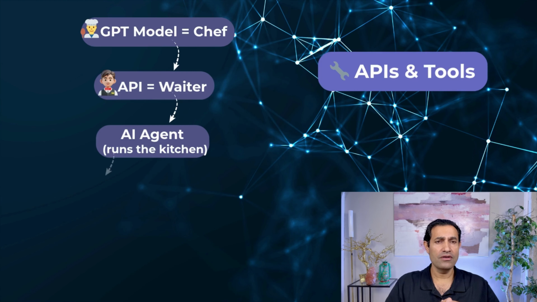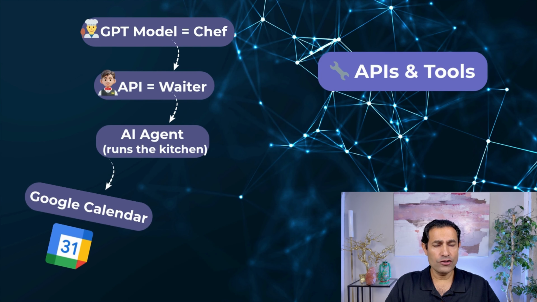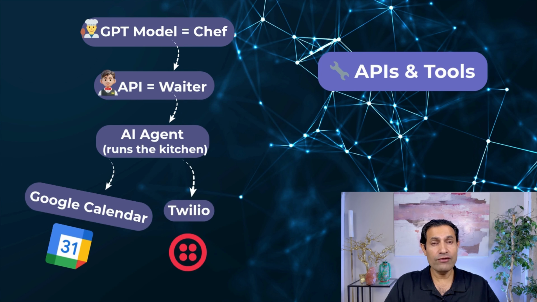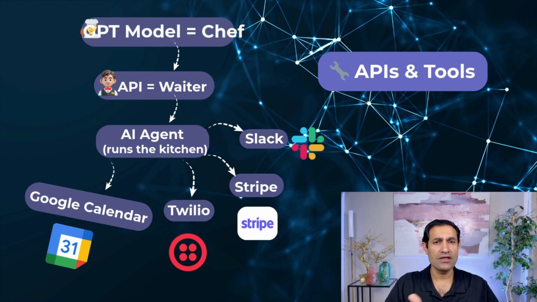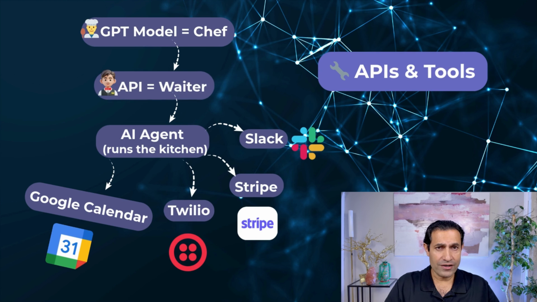For example, Google Calendar API to schedule visits, Twilio API to send texts or make phone calls, Stripe API to process payments, Slack, Teams, or Google Chat APIs to post alerts and communications. The GPT model is your chef, the API is the waiter, and your agent runs the entire kitchen.